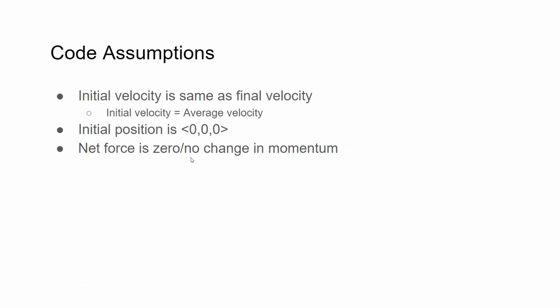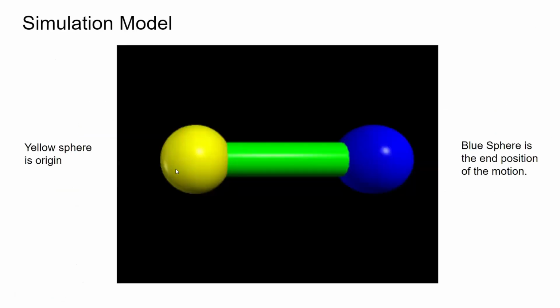Assumptions for the code were that the initial velocity is the same as the final, and it was also assumed that the initial velocity was just the same as the average velocity of the motion. The position is 0, 0, and the net force is assumed to be 0, which would also indicate no change in momentum. This is the simulation model. The yellow sphere is the origin, and the blue sphere is the end position of the motion. The green line represents the displacement.